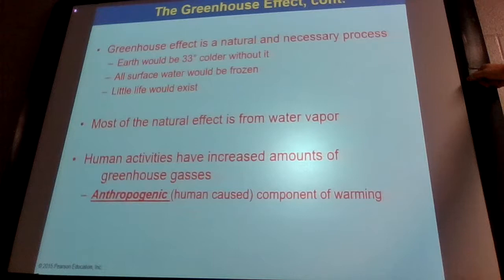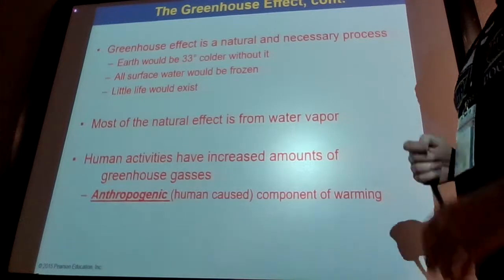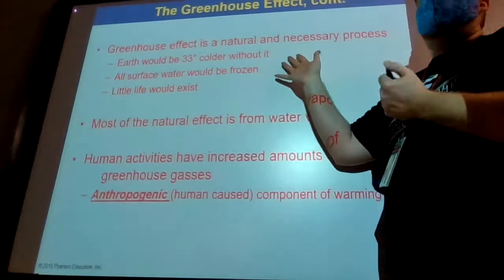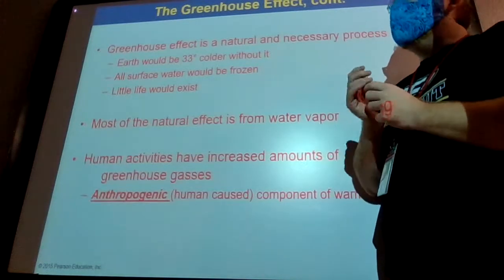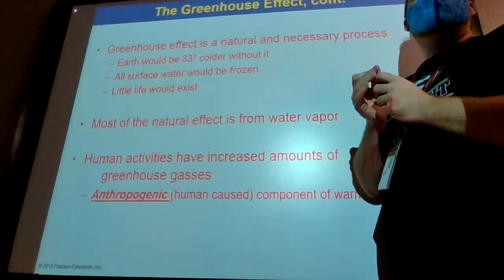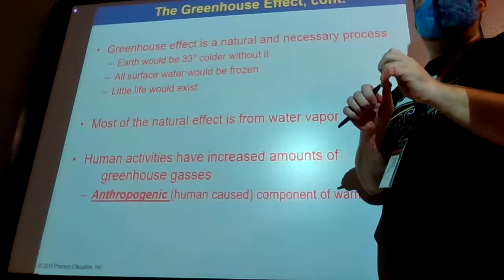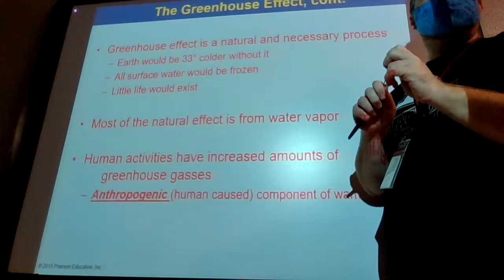So the greenhouse effect is a natural and necessary process. The Earth would be 33 degrees colder without it. All surface water would be frozen. Little life would exist. And this is a history lesson we've had to learn over and over again. Humans like to change things and keep things the same, and often we do that without thinking about stuff.